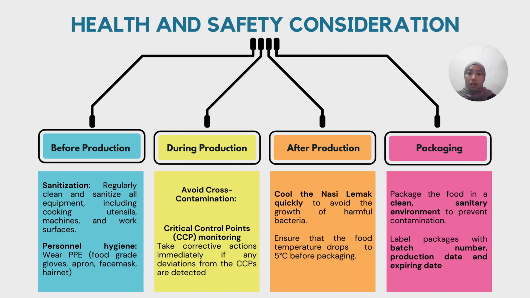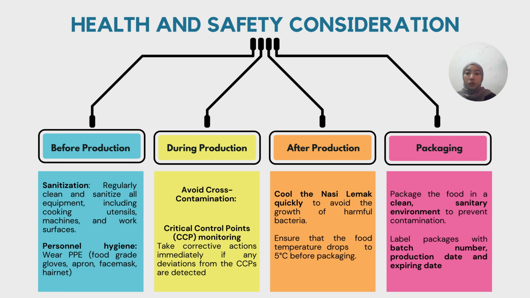Safety consideration. So there are several key components of the health and safety consideration right before the production and towards the market. So the first one is before production. We must ensure to clean and sanitize all the equipment, including cooking utensils, machines, and work surfaces. And then for personal hygiene, we must ensure that the workers wear PPE, such as food grade gloves, apron, face mask, and hairnet to avoid cross contamination between the humans and the food.